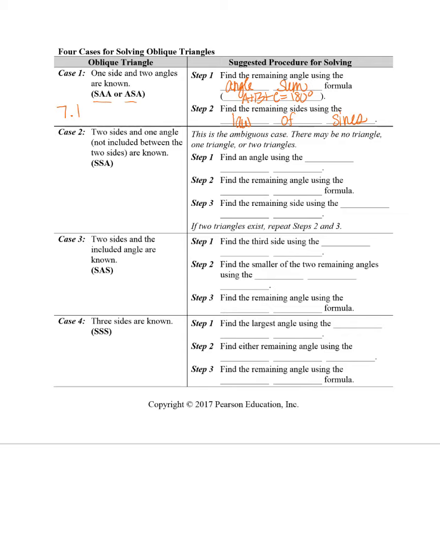Case 2, 2 sides and 1 angle not included between the 2 sides are known. This is the SSA case that we learned in 7.2. And this is the messy one because there may be no triangle, 1 triangle, or 2 triangles. We start off by finding an angle using the law of sines.